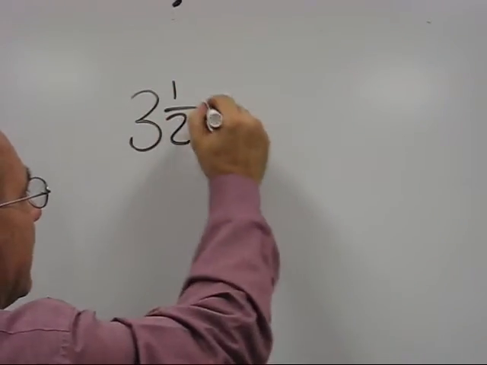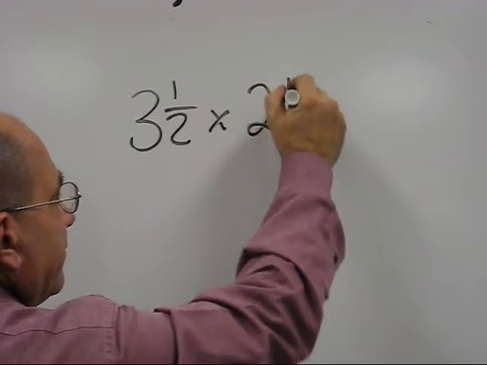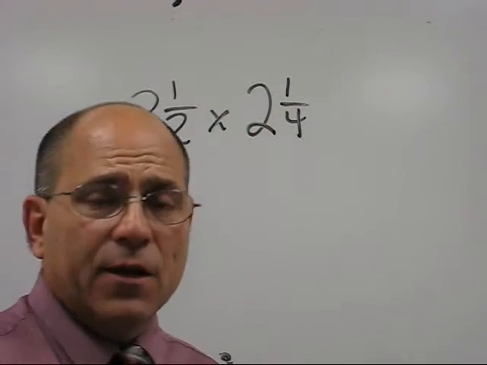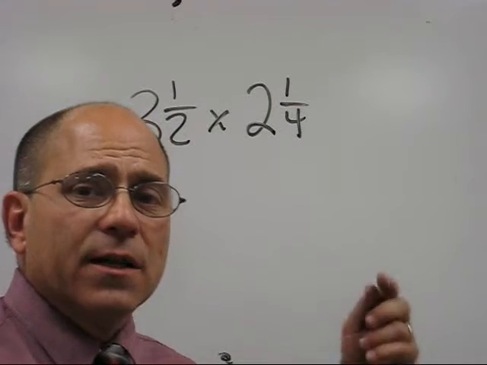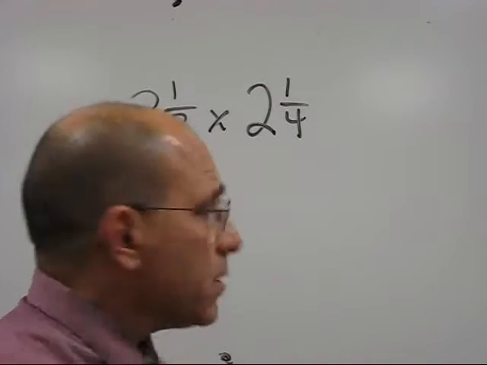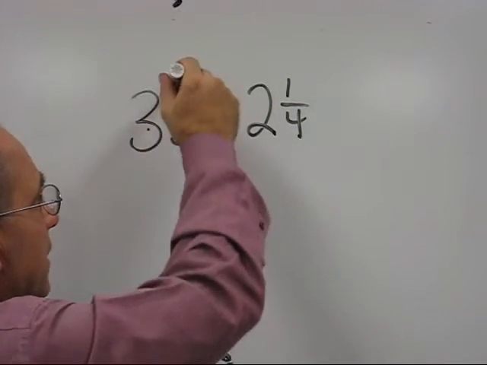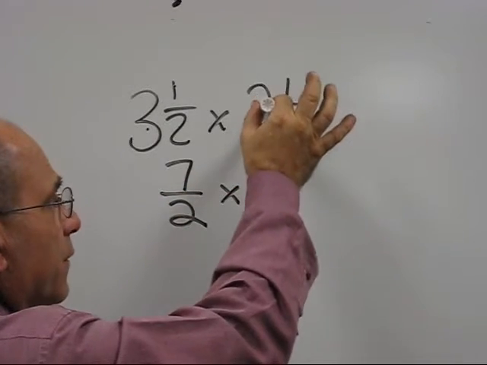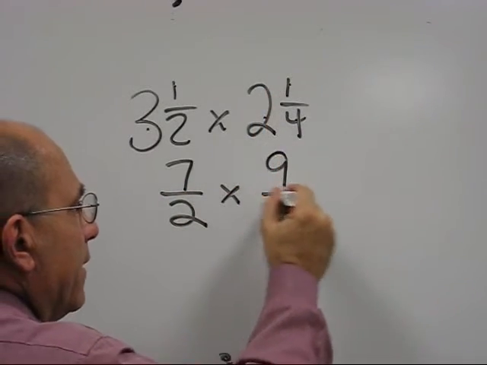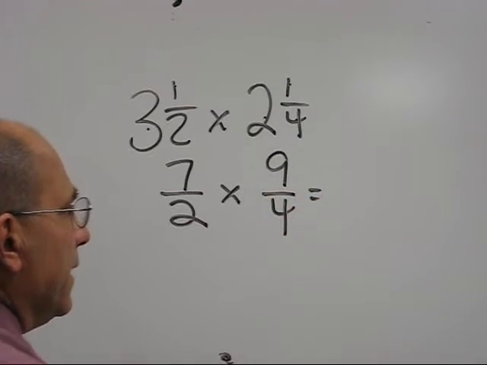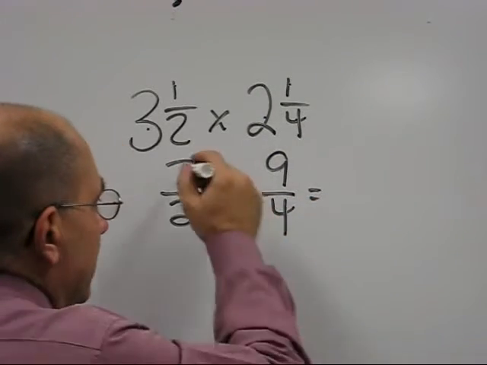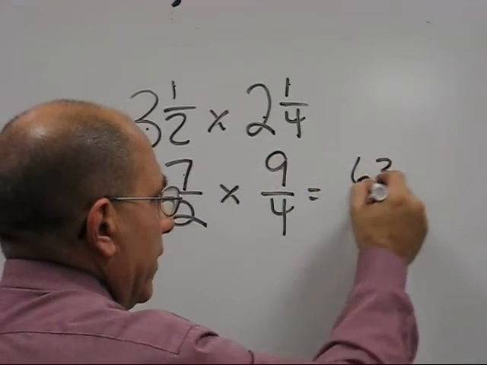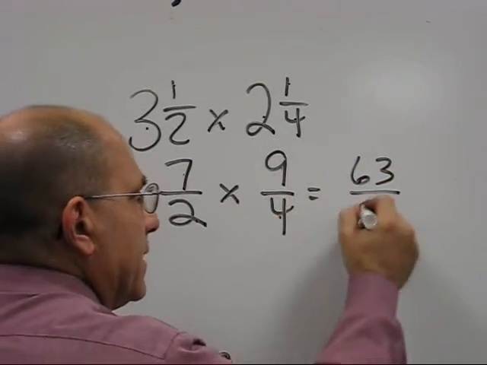Now here's the reason I showed you that. Because if you have one that says 3 1/2 times 2 1/4, let's say, you cannot multiply these unless you turn them into improper fractions first. So what you do is 3 times 2 is 6, and 1 more is 7/2. Multiplied times 2 times 4 is 8, and 1 more is 9/4, like this. Now you multiply straight across.